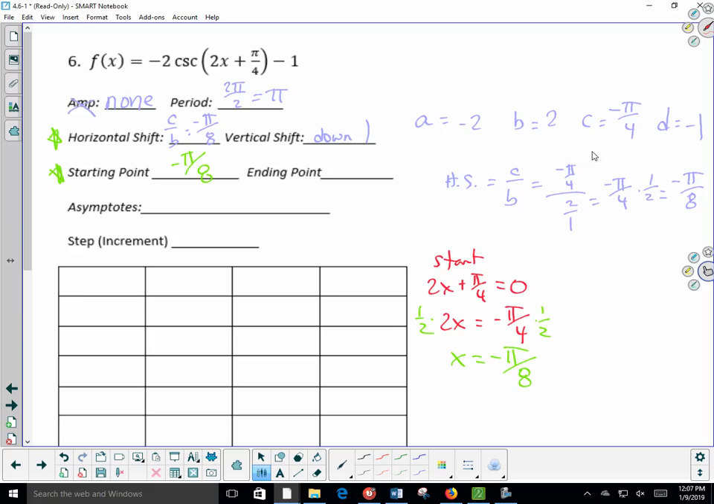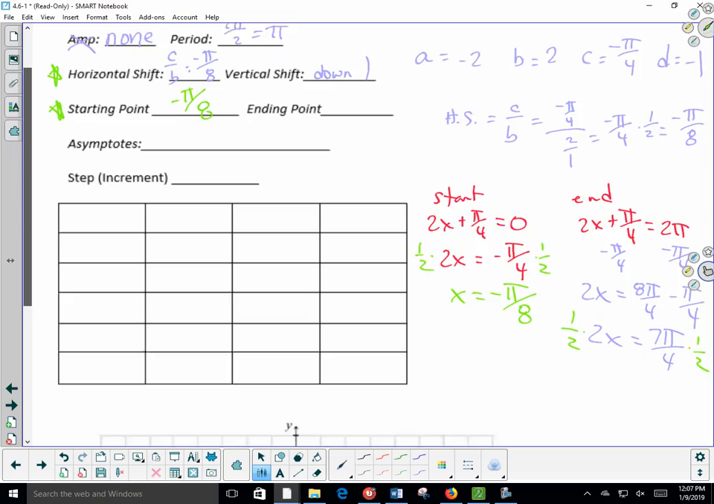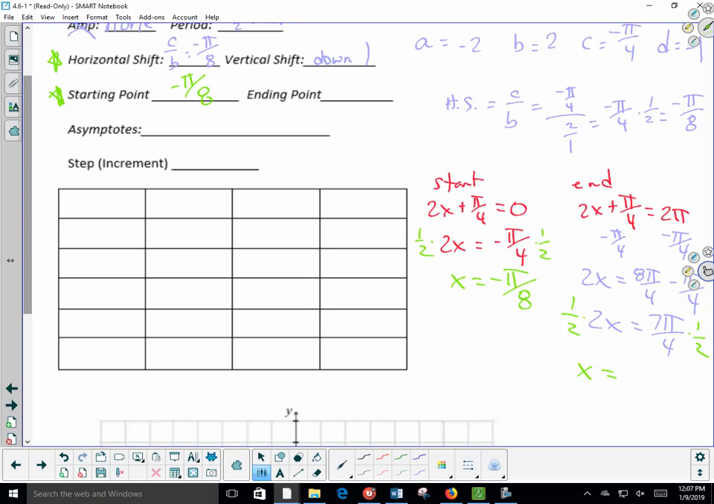All right, and then the ending point, I'm going to do 2x plus pi over 4 equaling 2 pi. So if I subtract pi over 4 from both sides, that's really 2x equaling, let's see, 2 pi would be 8 pi over 4 minus pi over 4. It looks like I get 7 pi over 4. And then I multiply both sides by 1/2. And so I end up getting x equaling 7 pi over 8. All right, so that's my ending point.